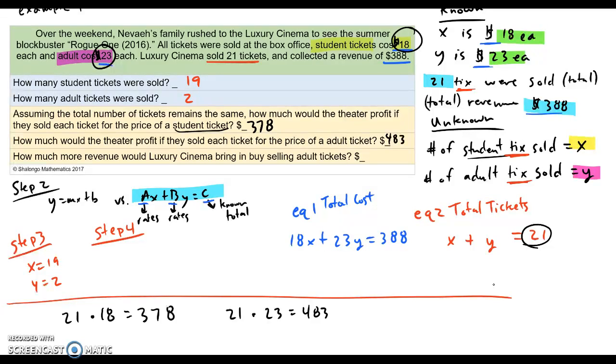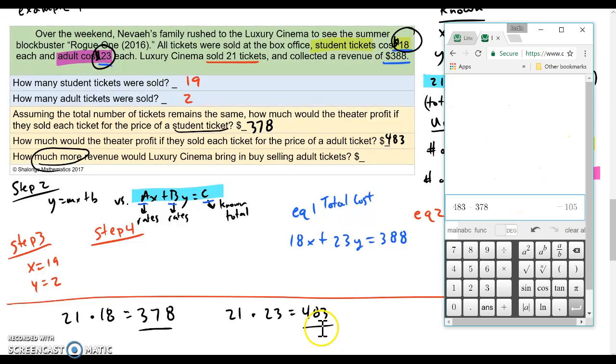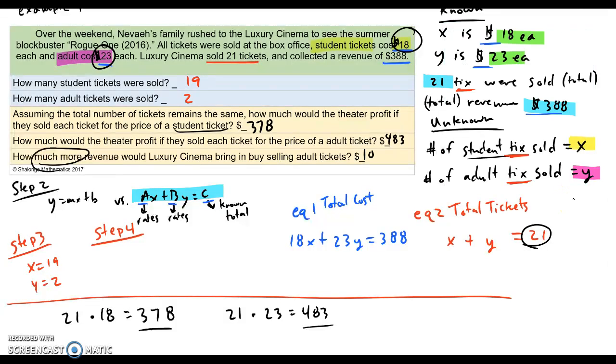The last question says, how much more revenue would Luxury Cinema bring in by selling adult tickets? So how much more would they have brought in if they sold adult tickets versus student tickets? We have to take the 2 totals, the total if they sold all the tickets for the adult price, and subtract the total for student tickets. Doing so, we get 105. The theater, Luxury Cinema, would have made $105 more if they had sold the tickets for the adult price rather than the student price.